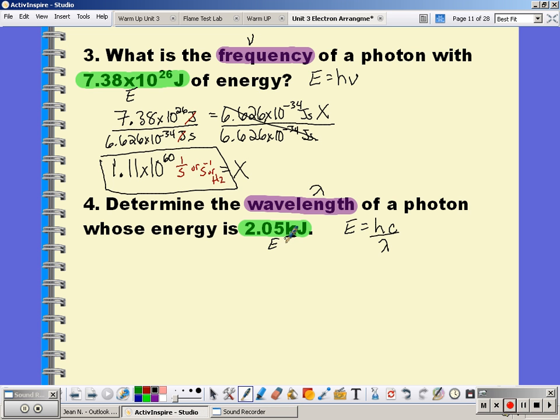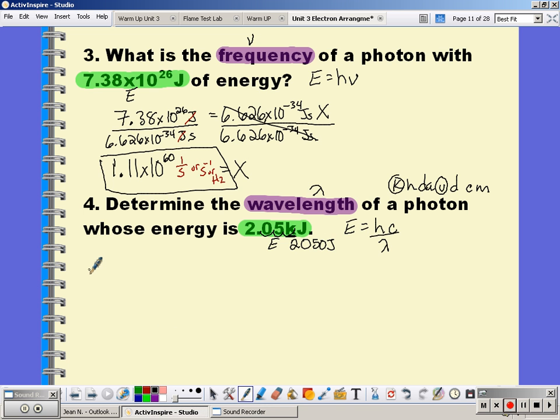King Henry died unusually drinking chocolate milk. You're going from kilojoules to plain joules, which would be our U. So we're going to move the decimal 1, 2, 3 places to the left. So we have 2050 joules.